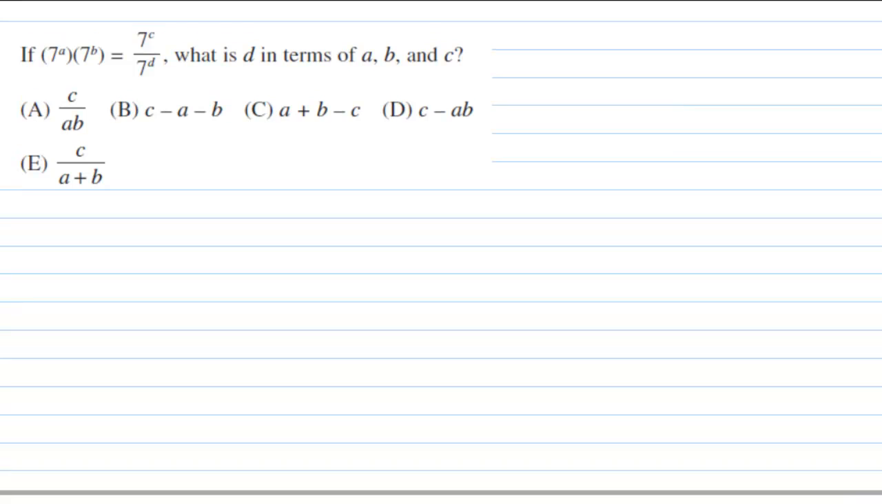Now, to the second problem. It says if 7 to the power a multiplied by 7 to the power b equals 7 to the power c over 7 to the power d, what is d in terms of a, b, and c. It means we want to find d, and we want to find d equals what, of course, in terms of a, b, and c.